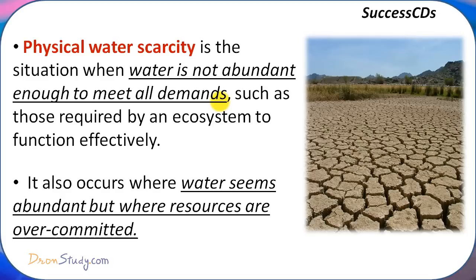Or you can see the second point. Water seems abundant but where resources are overcommitted. यानी resources तो हैं more than enough, but जो demand है that is more than resources. For example, Delhi or any metro city where water is abundant but the population is too much, or there are so many commitments which require water, so the water is felt scarce there.